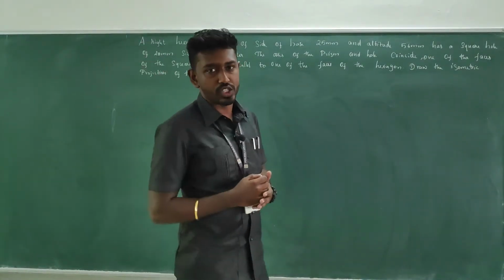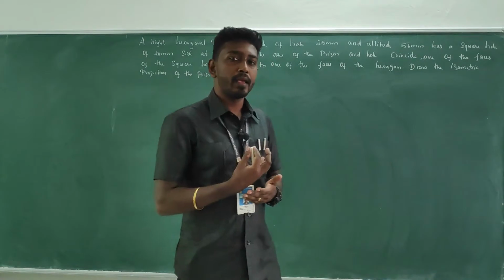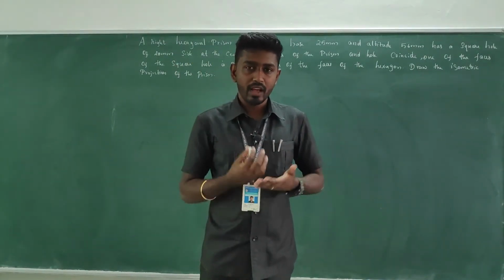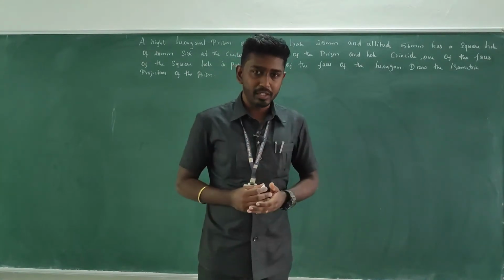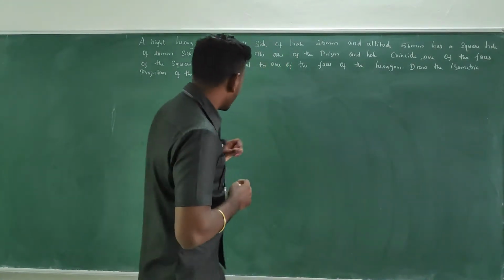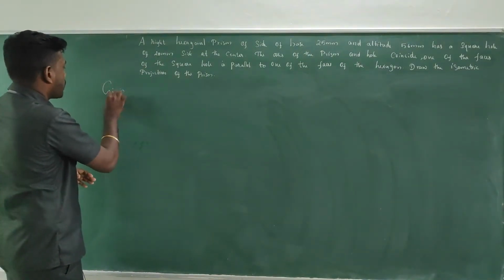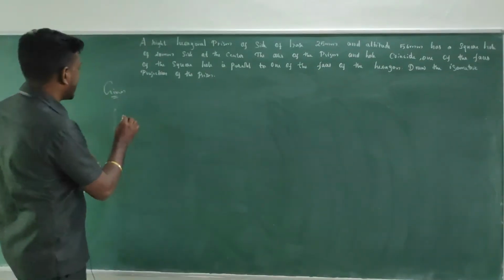So this is the given question. For this we need to show the isometric projection. We need to show the three-dimensional view. Okay, fine. So first try to take the given data. What are the data given here?